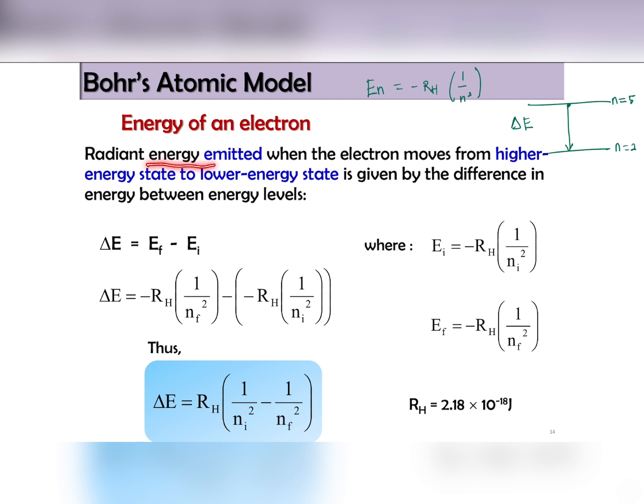So radiant energy is emitted when the electron moves from higher level, drops pergi jatuh kepada lower energy level. So kita akan release energy sebagai photon ataupun light. Okay, so bila kita nak kira dia punya perbezaan energi or delta E, kita perlu ada dua value, energy at level 5 dan juga energy at level 2.